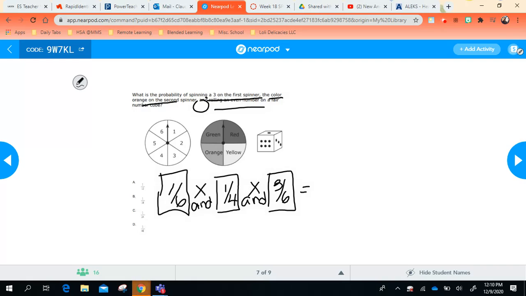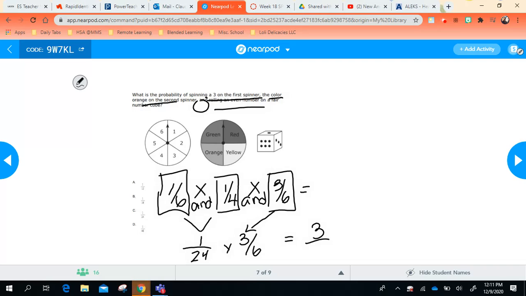Remember, if you have more than one fraction, I would do it one piece at a time. Remember, you won't always have a calculator. So what is 1 times 1? 1. I heard someone say 2. It better not have been someone on this side of the room. What is 6 times 4? 24. Then we bring this one down. Times 3 over 6. What is 1 times 3? It is 3. And then 24 times 6.